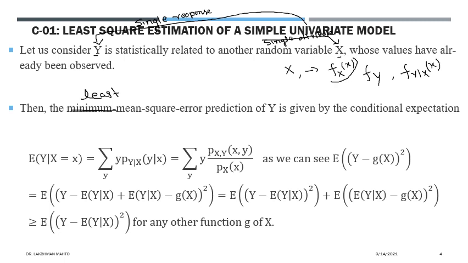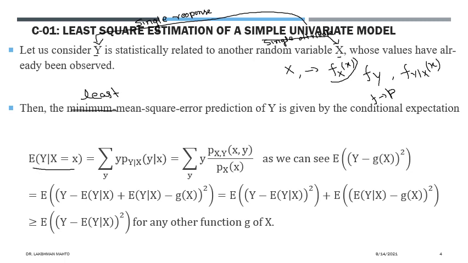Sometimes I will use the notation p. Don't confuse it with notation f. P is also the same distribution function, so in place of f, I can replace it by p as well. So the situation is coming like this: we are going to calculate the conditional expectation of y for the given observed value of x.